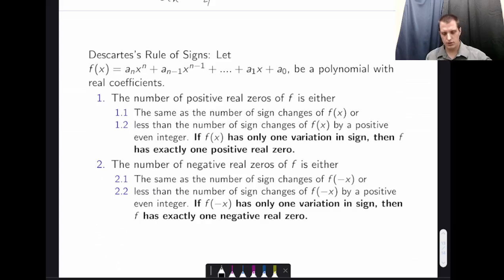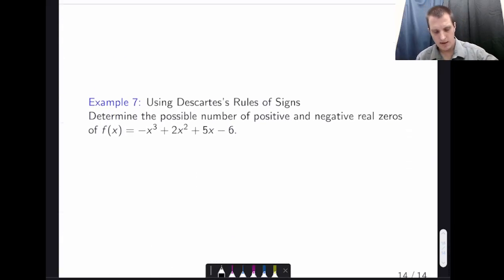Okay, let's do this. Last example. We can do this. Here we're just determining the number of positive and negative real zeros, the possible number. Let's highlight that. We're not actually determining the number, it's the possible number. Okay, I'm going to write this down a second time. F of x first.